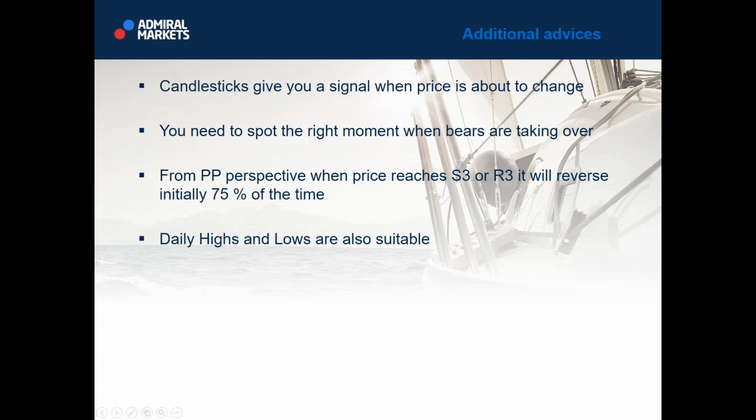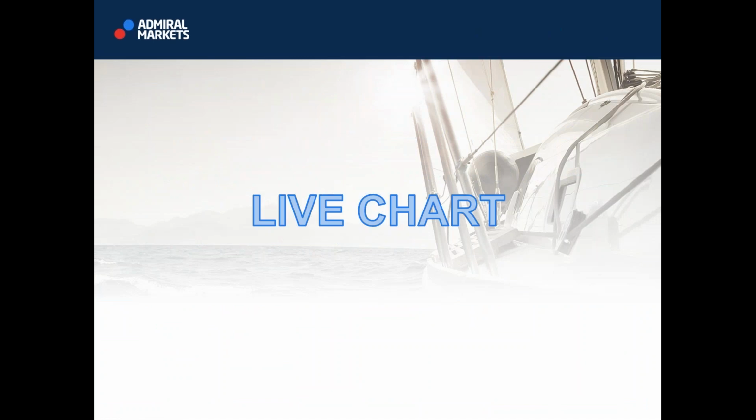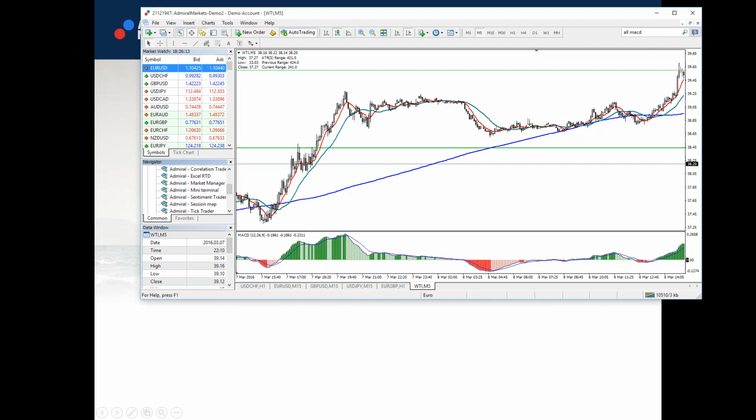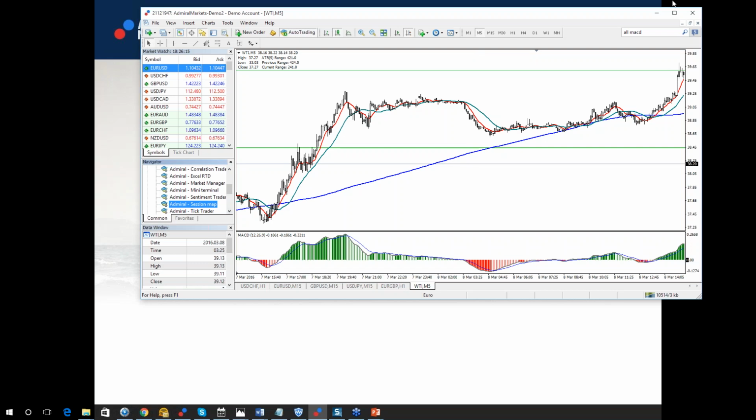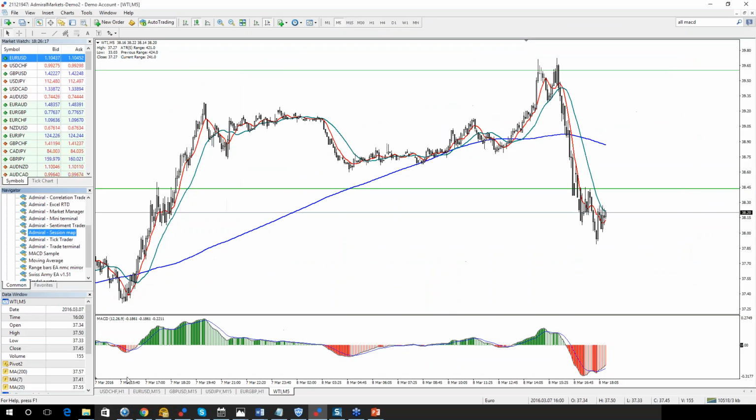So daily highs and lows are also suitable. If the price hits the daily high and switches its color from blue to red, you can also open a fake out trade if it happens during the first 30 minutes of the first 3 hours of each major session. So on a live chart, guys, it would look like this.